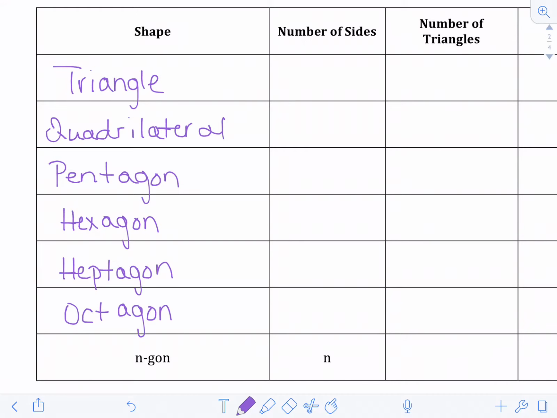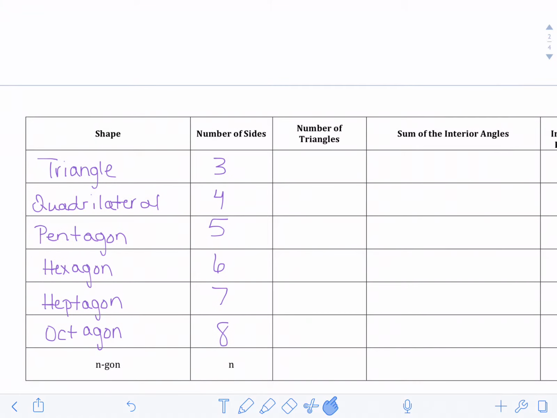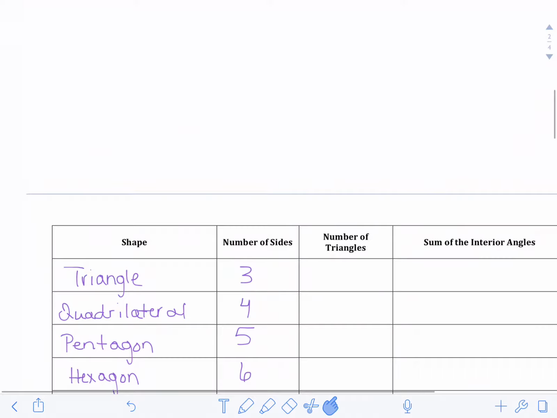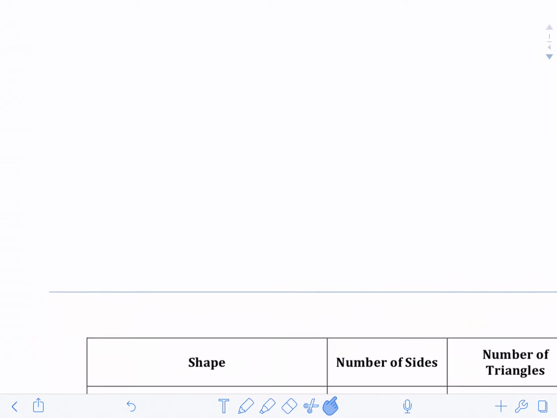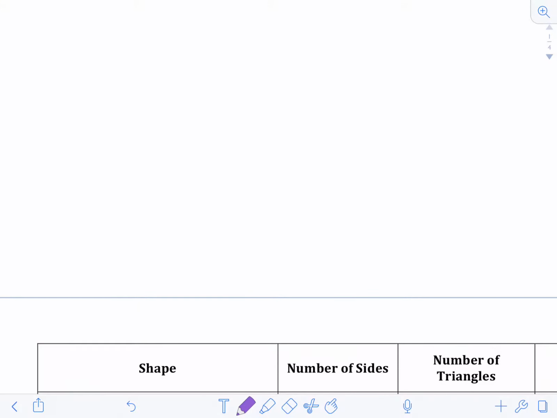So when we go back up here, triangle has 3 sides, quadrilateral has 4 sides, pentagon's 5, hexagon 6, hepta is 7, and octa is 8. And then it says number of triangles. So what I'm going to do, and you get this on the back side of your paper, is show you what they mean by this.